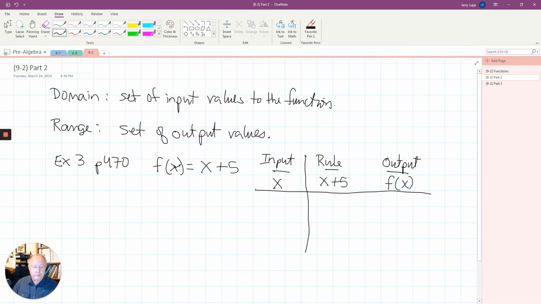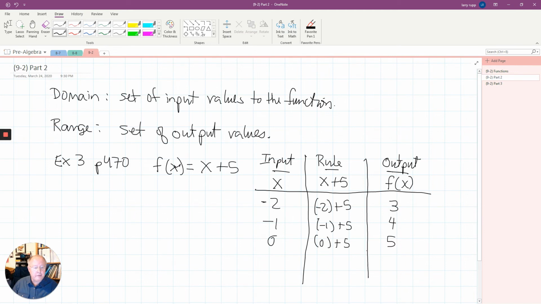Let's start. Let's throw a negative 2 in. If we put negative 2 in, we have negative 2 plus 5, which gives us 3. What about negative 1? We have negative 1 plus 5, which gives us 4. What about 0? You have 0 plus 5, which gives us 5. And what happens if x is 1? You have 1 plus 5, and that's 6.